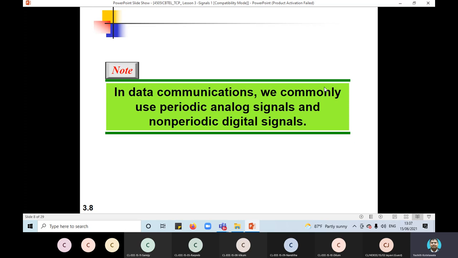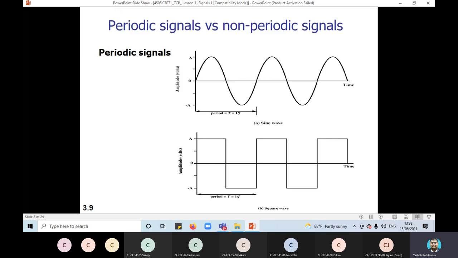So let's go and see what is meant by periodic signals. What is meant by non-periodic or aperiodic signals? Periodic, analog, non-periodic, digital, all these have question marks. So we have to first clear them out. So let's go another step further. This is very important. Periodic signals versus non-periodic signals. So now we are going to look into what are periodic, what are non-periodic, and compare between all these.